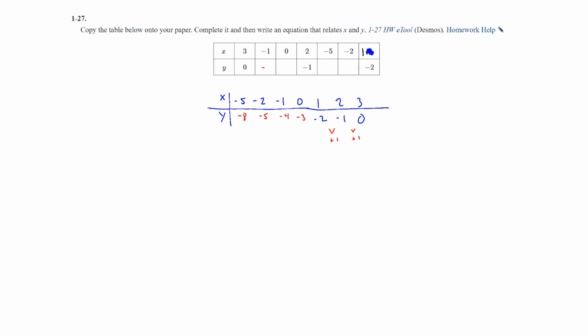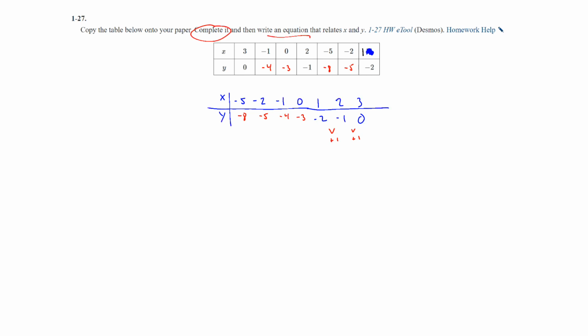And so I'll go ahead and fill in the table the way it was ordered. But I just like to reorder mine because it helps me see things a little bit better. So it should look like that when you're done. It also wants us to not only complete the table, but then write an equation.